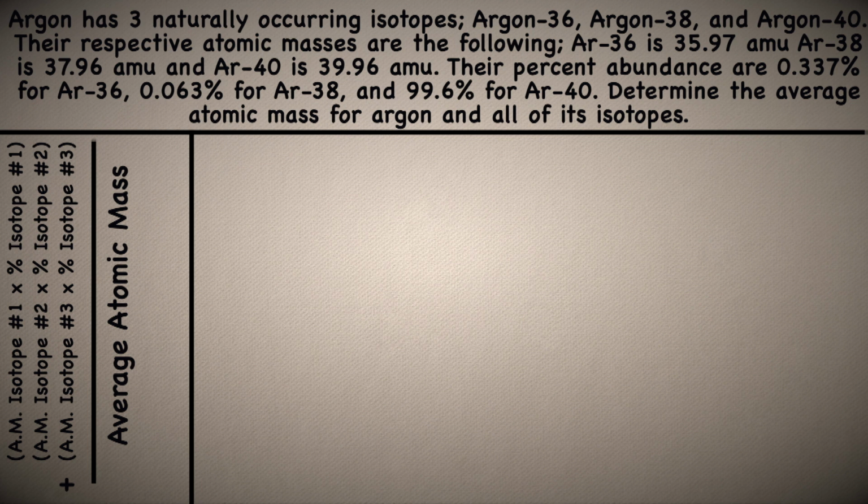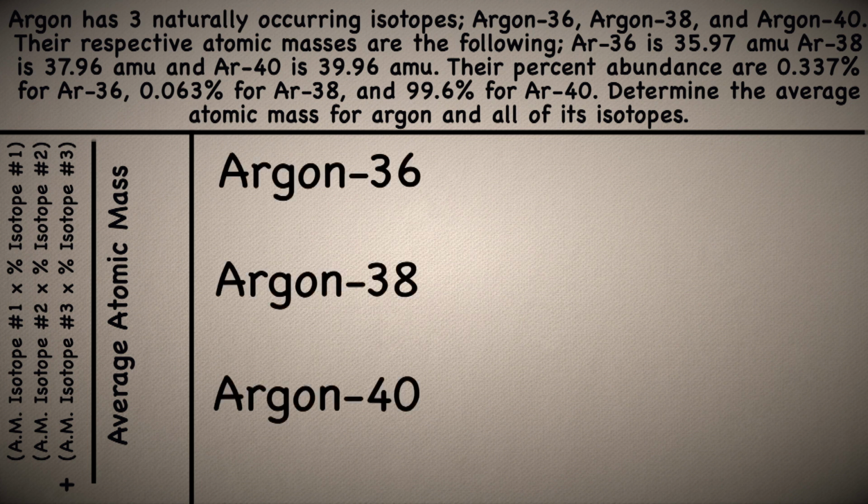So for this one, we're given multiple isotopes, so you probably want to write this down in a chart to keep it organized. Argon 36, its atomic mass is 35.97. I'm going to multiply that by its percentage converted to a decimal. So I took the 0.337%, converted it to a decimal, and that gives me 0.00337. Whenever I multiply 35.97 times 0.00337, I get 0.1212. So that's argon 36.